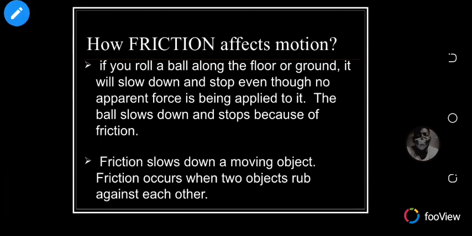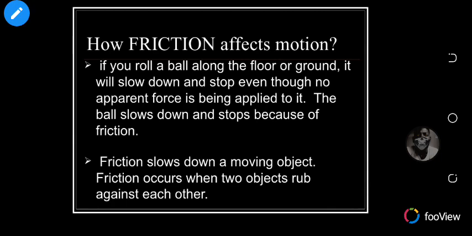How friction affects motion? If you roll a ball along the floor or ground, it will slow down and stop even though no apparent force is being applied to it. The ball slows down and stops because of friction. Friction slows down a moving object. Friction occurs when two objects rub against each other. So the reason why objects that are moving slow down or stop is because of friction.